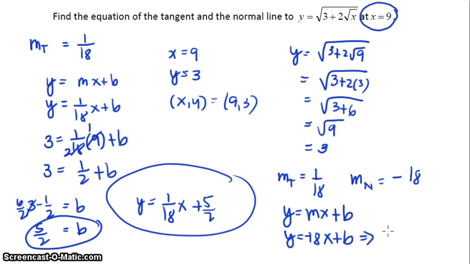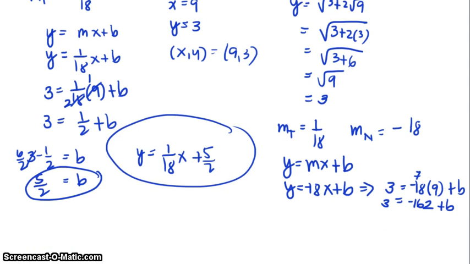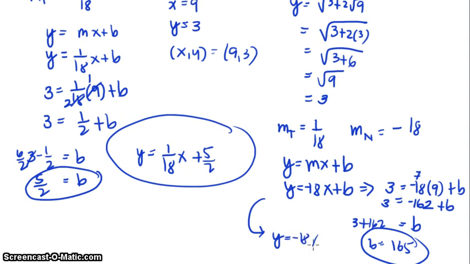So this will turn into 3 is equal to negative 18 times 9 plus b. Negative 18 times 9 is negative 162. This is 3. And then the b is equal to 3 plus 162. So b is equal to 165. Okay, so the equation of the normal line is now y equals negative 18x plus 165.